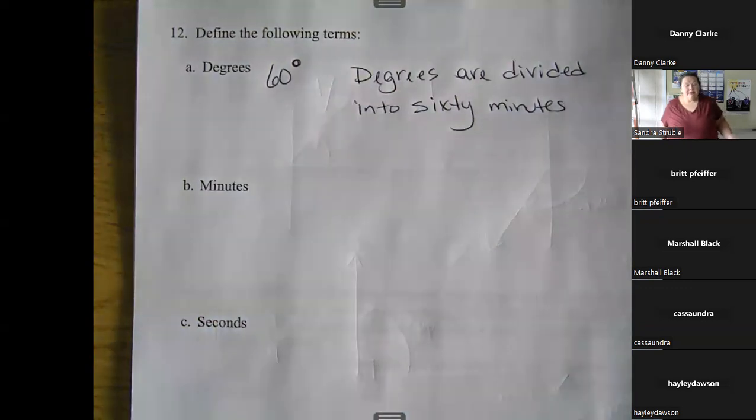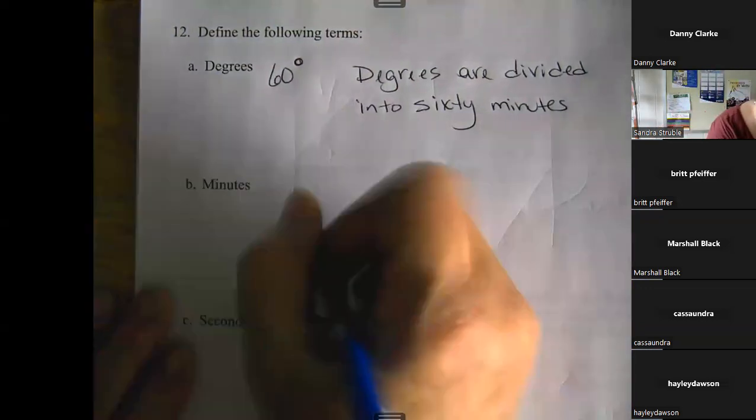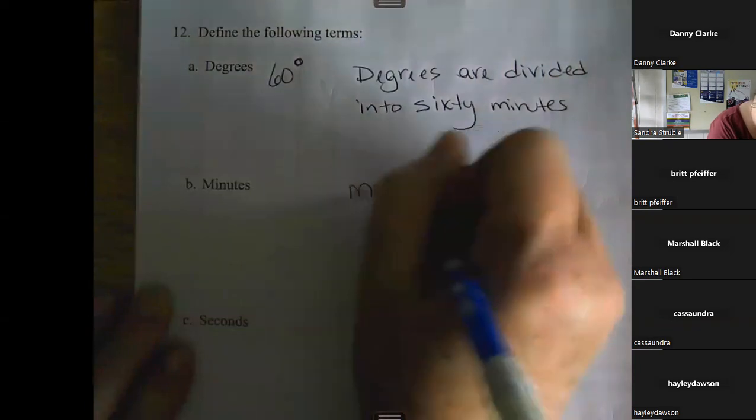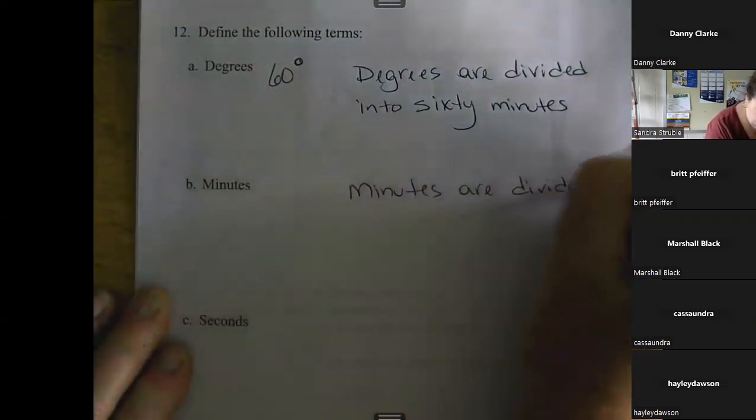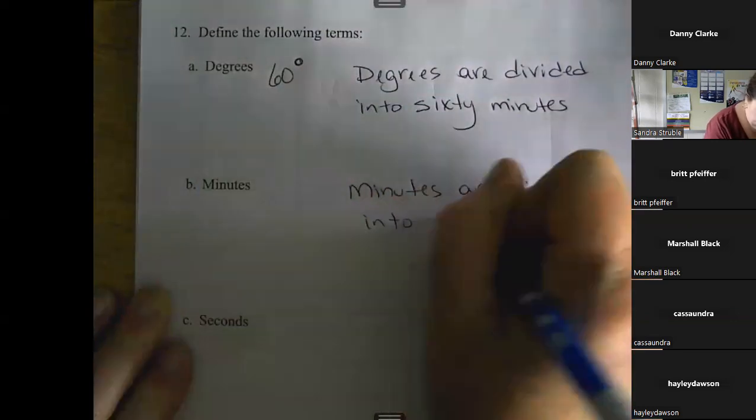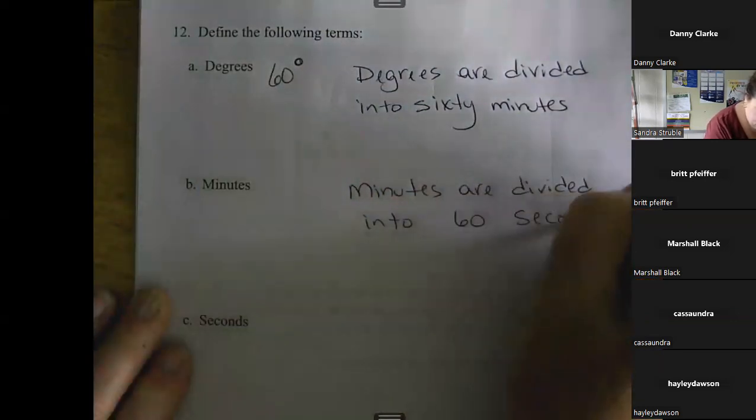So the next one is minutes. You've got 360 degrees around your circle. Each of those degrees has 60 minutes in it. But each of those minutes is going to have 60 seconds in it. So minutes are divided into 60 seconds.